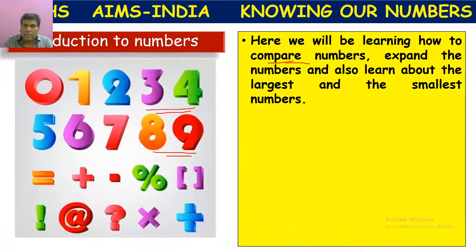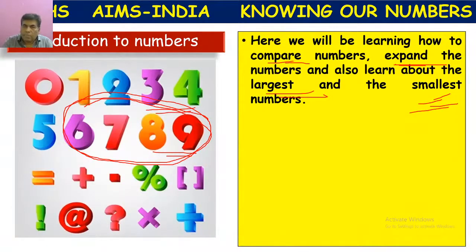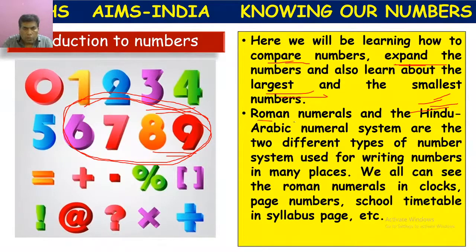Or expansion. How to expand the numbers. Suppose we have a number 6789. How to expand this number? We can also learn this in this present chapter. Or we can also learn about the largest number and smallest number. About these things we are going to learn in this topic, Knowing Our Numbers. Not only that, we will also learn about Roman numerals and the Hindu-Arabic numeral system.